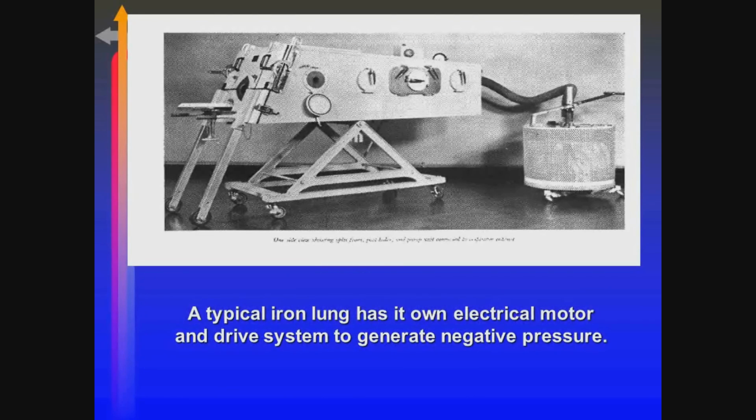This was an iron lung. You can't quite make it out, but the person would be here, and their body would be inside. And around their neck would be basically a relatively tight-fitting seal, so that as negative pressure was created here, the air would rush into their lungs.